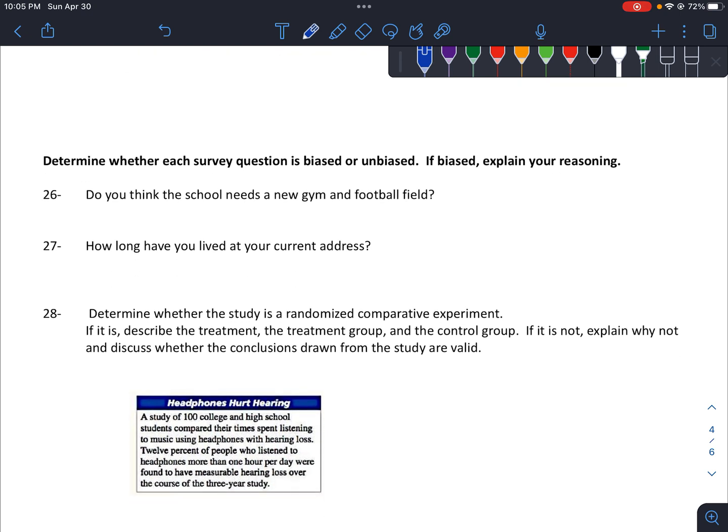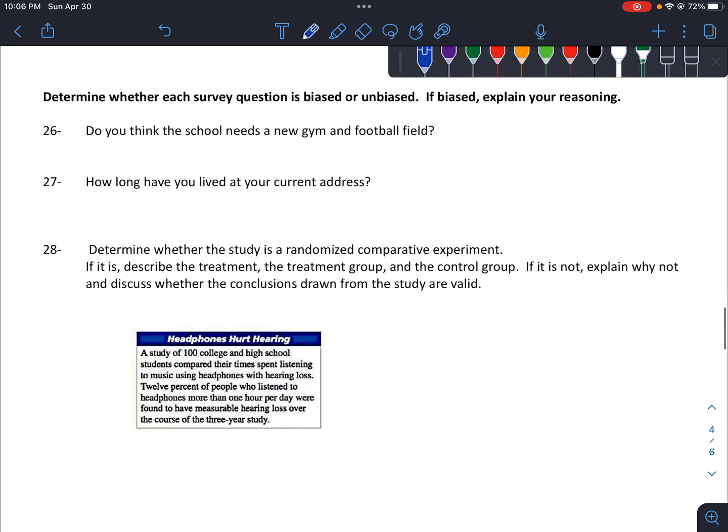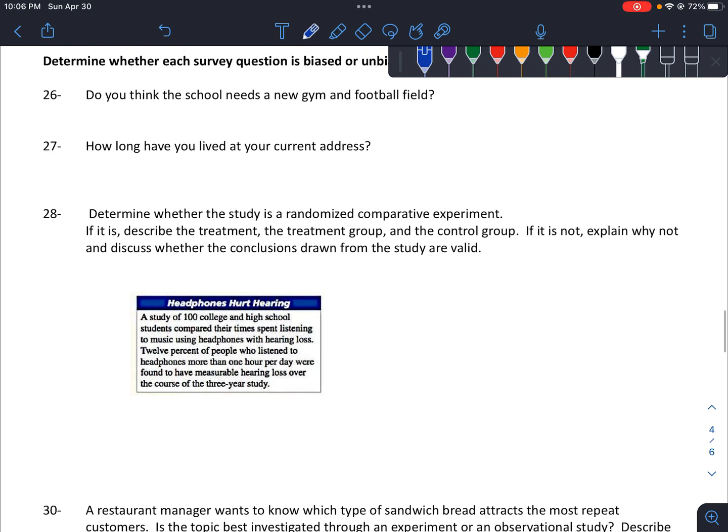Okay, determine whether each survey question is biased or unbiased. If biased, explain the reasoning. So do you think the school needs a new gym and football field? So this is biased because it's asking two different things, new gym and football field. So if you say yes, you're saying yes to two different things. Whenever you're asking a question like this, you should only address one problem. You're addressing two different issues right here in hopes that maybe someone might be manipulating the data to say, well, they said yes. Yeah, definitely not a good question.